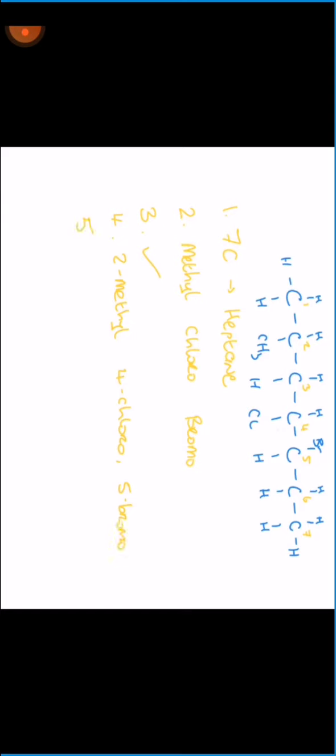And the last step then is to assemble the name alphabetically. So first will be 5 bromo, because B, followed by 4 chloro, followed by 2 methyl, and then you put your group in the end, which is heptane.